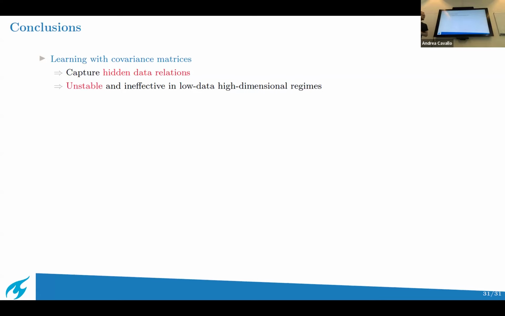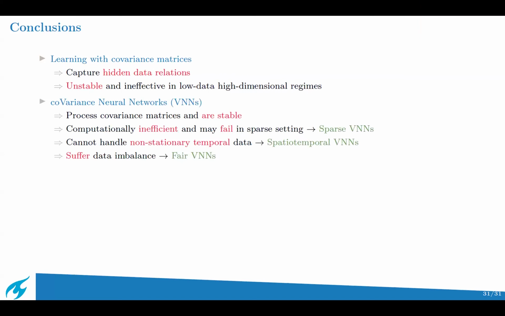So now we discussed how to exploit covariance information for learning. In particular, we want to capture the hidden, unknown relations among the data points using the covariance matrix. And we want to do so in a way that solves the instability problem that's intrinsic in covariance estimation. Plus, we want to be efficient. And we want to deal with a variety of settings where the data might be temporal, the data might be biased. And we analyzed more or less all these challenges.